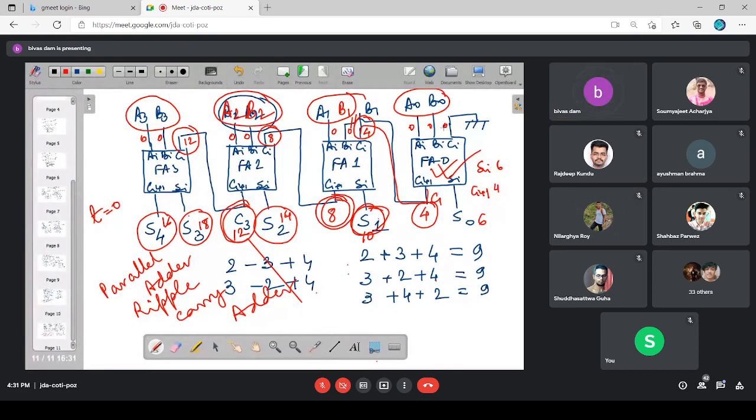What time is it? It's 4:30 already. So in the next class I'll start, we'll go for the subtraction operation.